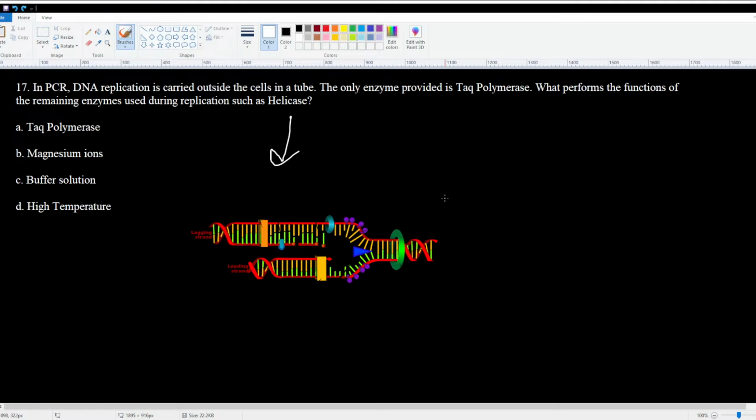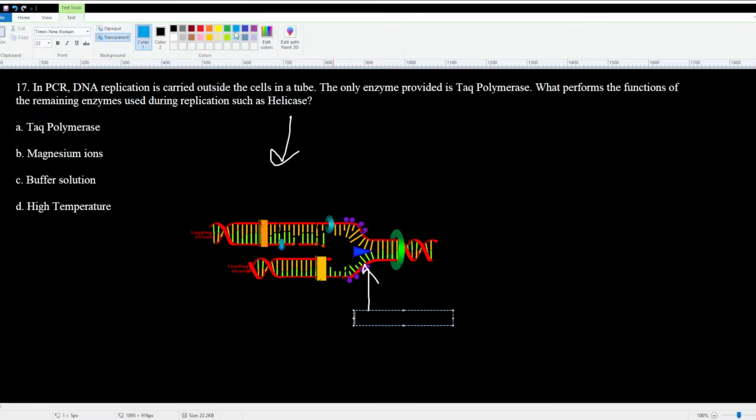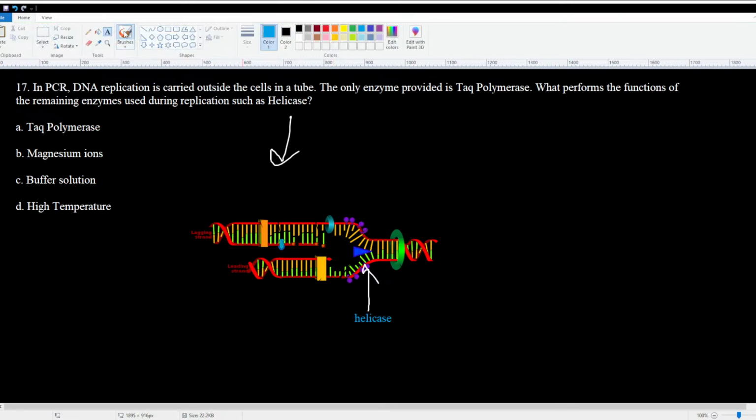In this case we're just making more. We're duplicating DNA so we could then go on to split apart during metaphase and everyone's happy, you have the proper number of chromosomes, yada yada yada. We need to actually split it apart first. And that is the function of the helicase, right? So I'll write that down. I'll even write it down in blue. This is the helicase, right? So, what performs the function of the remaining enzymes, such as helicase?